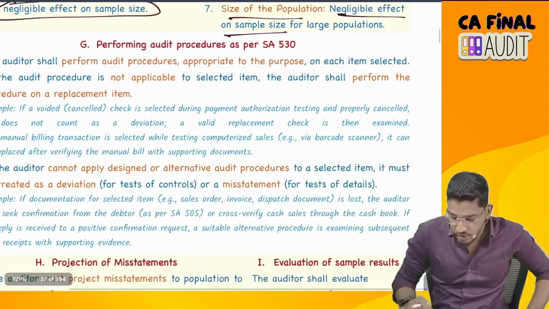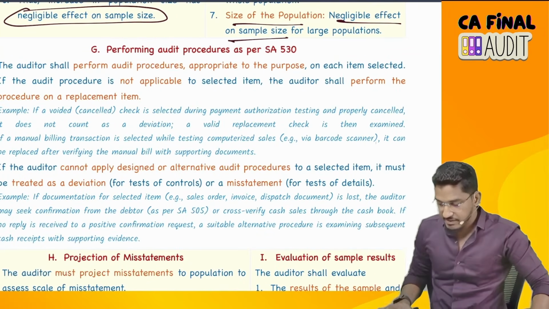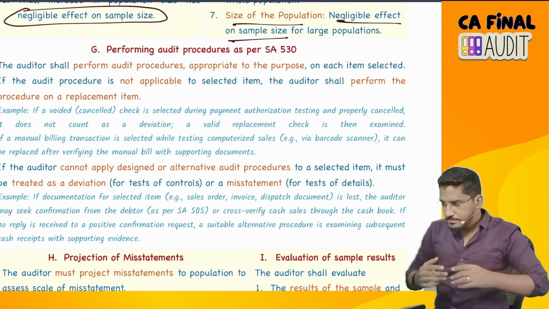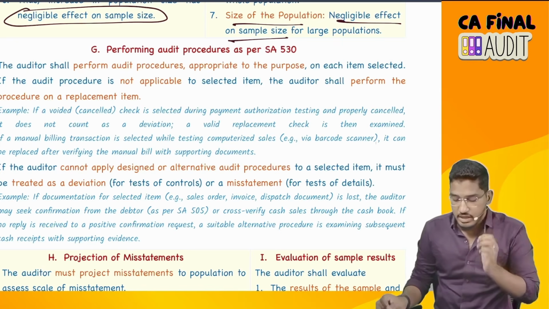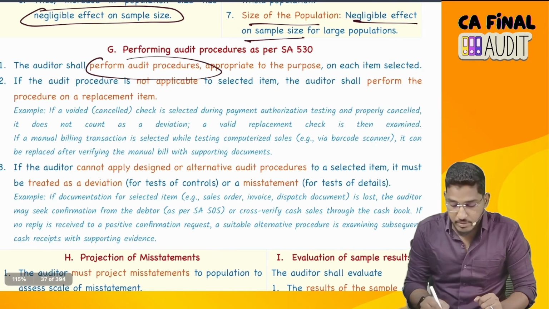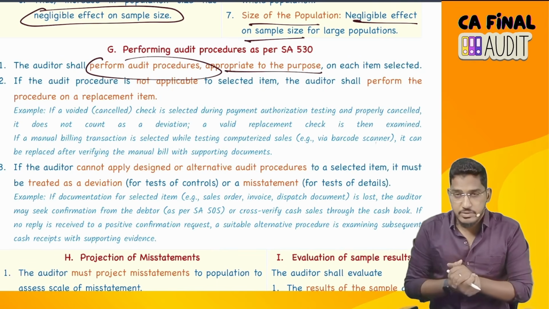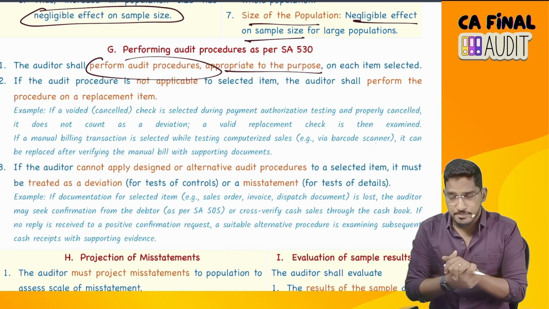Next, coming to the next point. Sir, how should I perform audit procedures as per SA 530? So we are almost at the verge of completion of SA 530 also. Please pay attention. So, performing audit procedures as per SA 530. Sir, how do I need to perform audit procedures? What they say here is the auditor shall perform audit procedures appropriate to the purpose. So for every item you will have a purpose. For every procedure you will have a purpose.